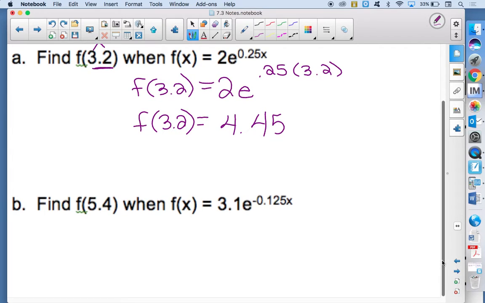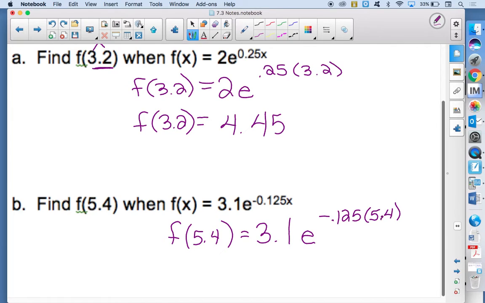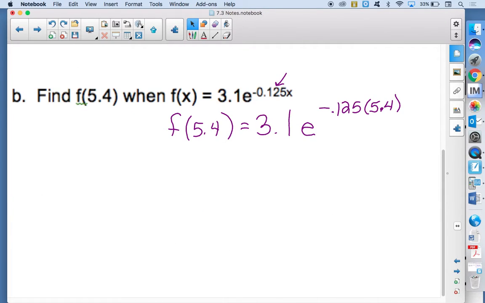The second one down here, just using 5.4 with a different function. So the value for x is 5.4. This function says 3.1 times e to the negative 0.125 times 5.4. So this would be a decay function because that is a negative number with x. Questions you'll have to think about are what makes a function increase or grow, and what makes it decay. When we're talking about the natural base e, if it's negative with the x, it goes down, whereas the one above was positive with the x, so that one goes up. It doesn't have to be greater than 1, it just has to be greater than 0 to grow, less than 0 to decay.